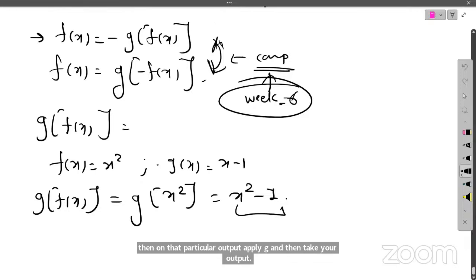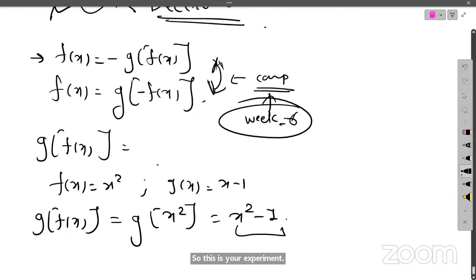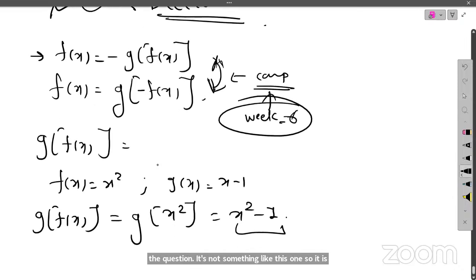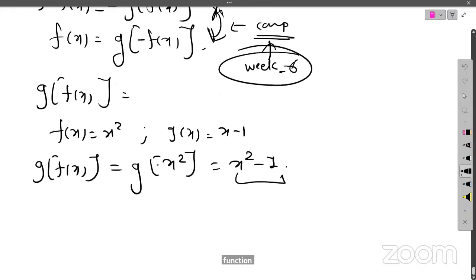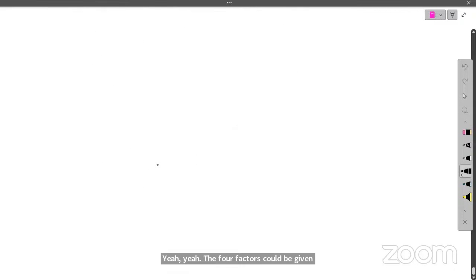The question is only g of x is equal to minus f of x. That's all they have given in the question. It's not a composite function. Yes, f of x is given and g of x equal to minus f of x is what they have given. So both things are the same, I mean, f of x is equal to minus g of x here.